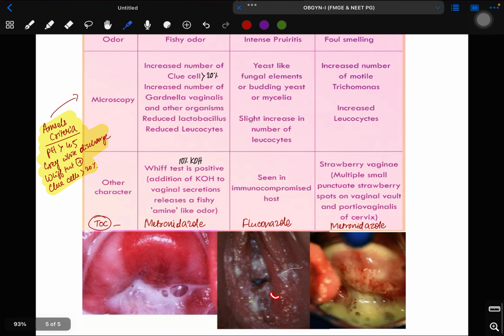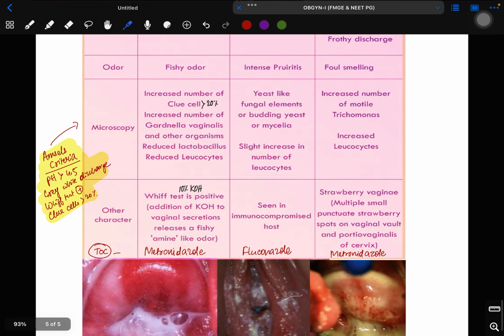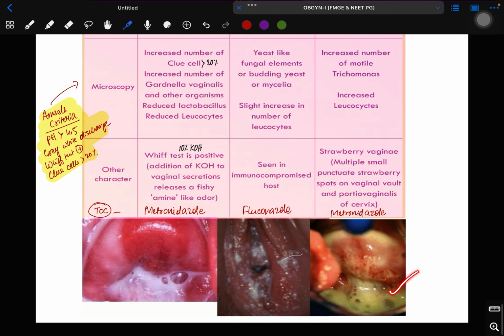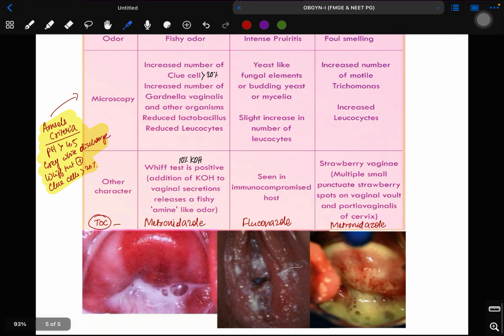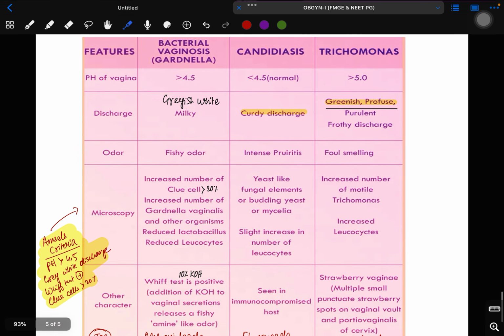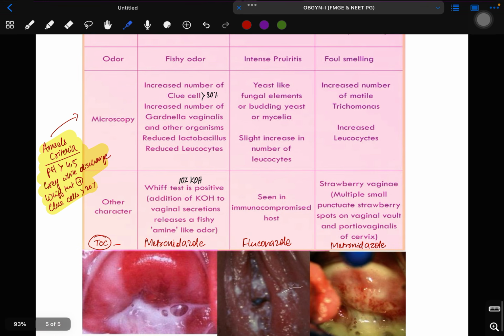Now, curdy discharge, this is due to the candidiasis, and it is seen in immunocompromised host. What is the treatment? Fluconazole. And this one is the Trichomonas vaginalis. You can find a greenish, purulent, frothy discharge. So here, what will be our characteristic features? There will be strawberry vagina. Strawberry vagina, if it is in the question, it is a hint for trichomonas. There will be multiple small punctate strawberry spots on the vaginal vault and the portio vaginalis of cervix. What is the treatment? It is again metronidazole. So metronidazole for trichomonas and bacterial vaginosis, and for candidiasis it is fluconazole.